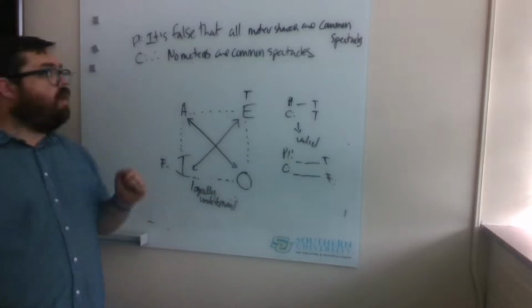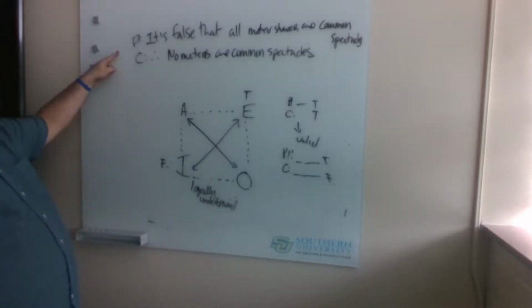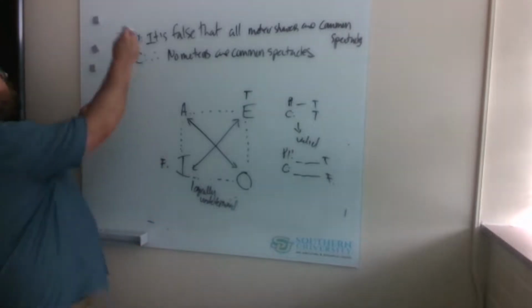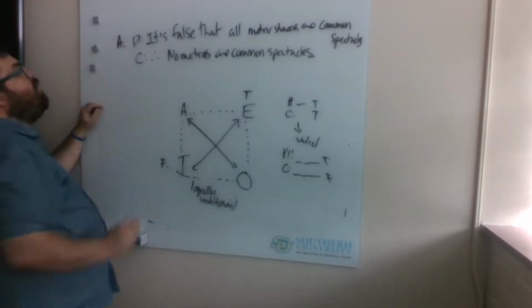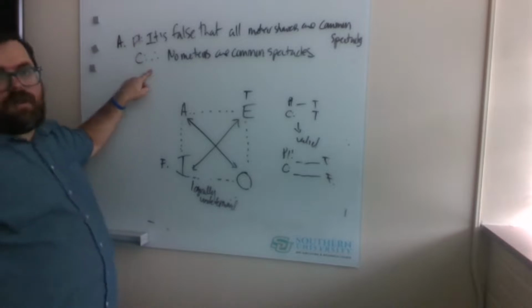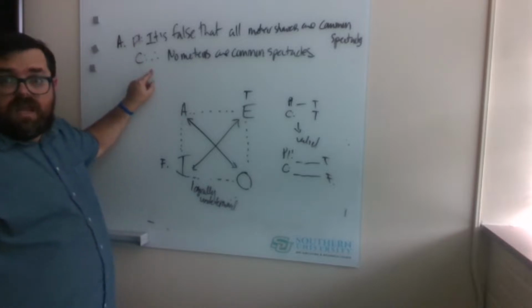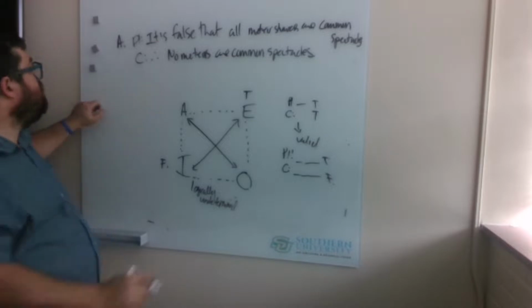or O proposition? Pause to consider. All meteor showers are common spectacles. That's what? Correct. That's an A proposition. And then we have no meteors are common spectacles. Is that an A, E, I, or O proposition? Pause to consider. That's an E.